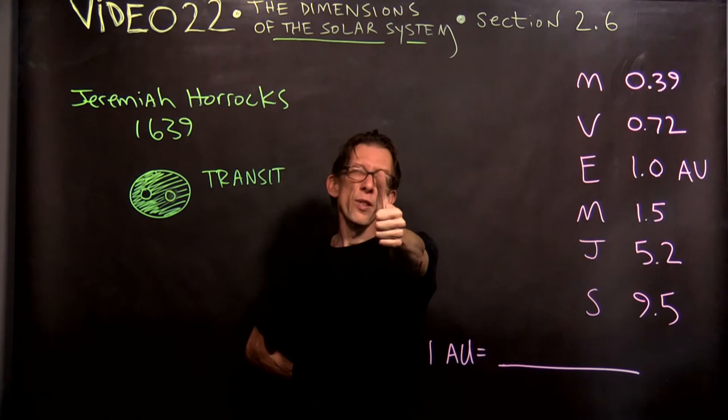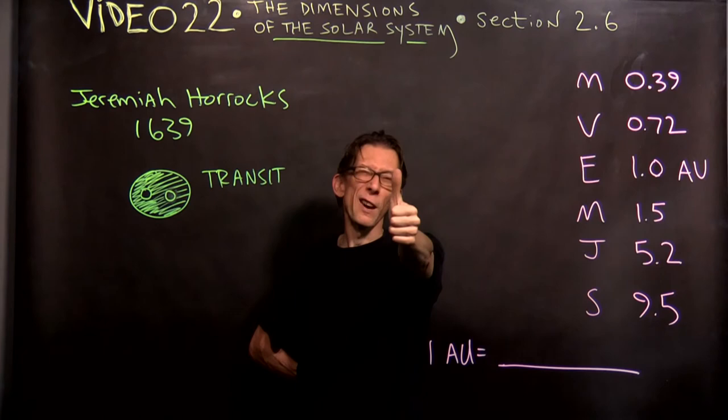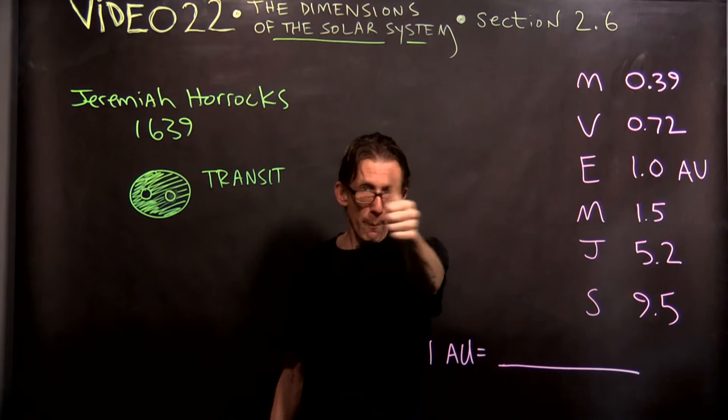Now, if I switch eyes, my thumb jumps to the right. If I look at the thumb out of my right eye, it's covering the camera, but if I look at my thumb out of my left eye, it's over to the right of the camera. My thumb jumps back and forth. I'm looking at it from two different locations, and as you do that, your thumb seems to jump back and forth. Same thing with Venus.